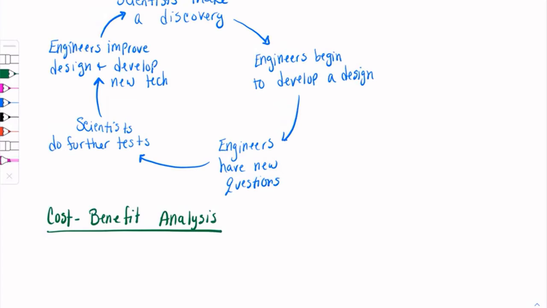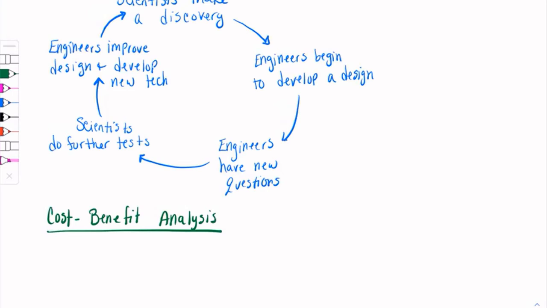Cost-benefit analysis is basically assigning a dollar amount to how much it would cost for you to make this new item, new technology, whatever you're building, and assigning a dollar amount to how much benefit you would get out of it, and then weighing those out and saying, is the benefit greater than the cost? Because if the cost is greater than the benefit, then it's not worth it.